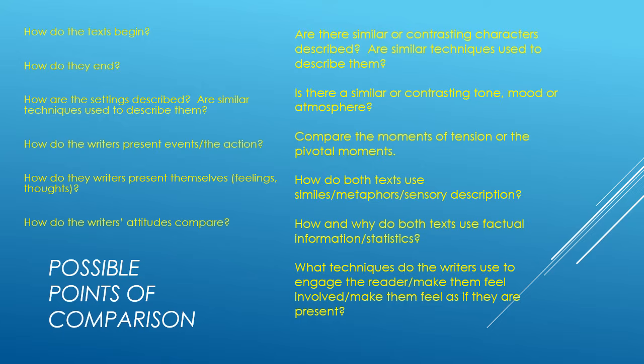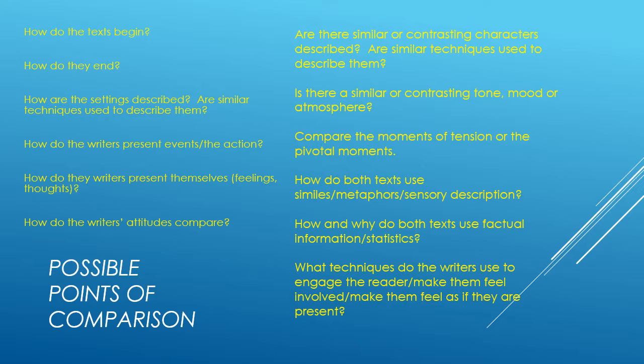How and why do both texts use factual information or statistics? Often a lot of these texts are based on experiences of people travelling to different places, but it's not just telling you stories very often, is it? So it's not just to narrate, but there are sections which are very much to inform, to give you information about the country or the location or the people or the event.